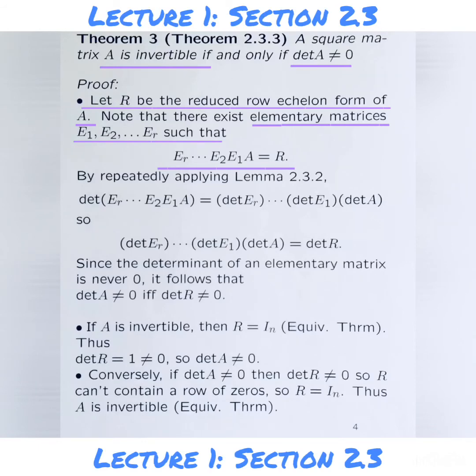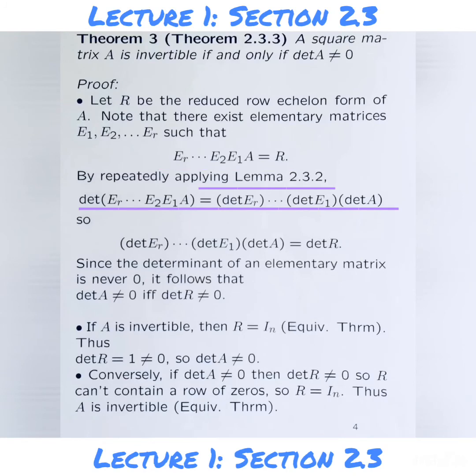So then we can take the determinant on both sides and again use our previous lemma, lemma 2.3.2, to show that the determinant distributes over the product. And we have that the left-hand side is equal to the right-hand side. Remember I said it recursively, you can apply lemma 2.3.2. So on the left-hand side, you've got the determinant of the products being equal to the determinant of the reduced row echelon form of A.